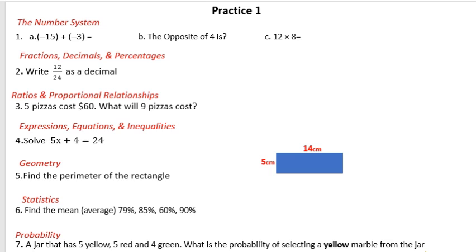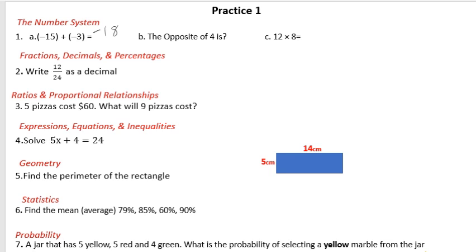Now, when we're learning about integers, we know one of the rules says that when you have two numbers with the same sign, the answer is going to have the same sign. So these two numbers have a negative sign, so that means our answer is going to be negative. All right, so we're going to add these two negatives. So we have negative 15 plus negative 3, which will give us negative 18.